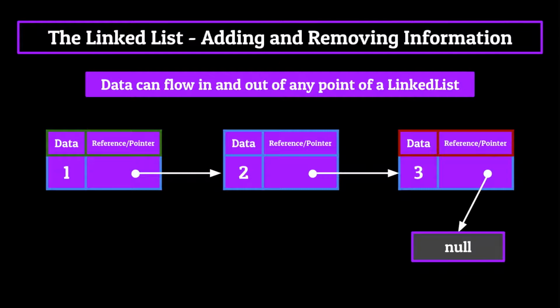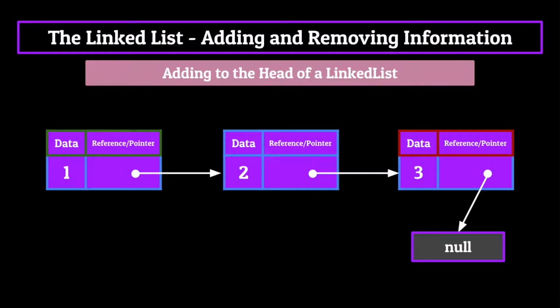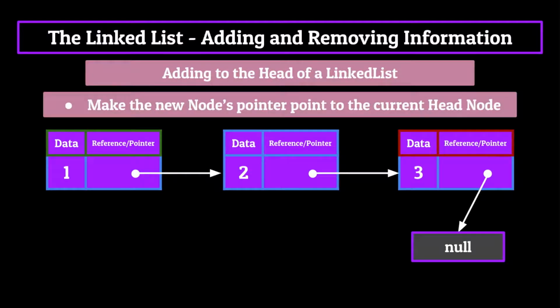Now, to make a new node at the head of the linked list, literally all we have to do is make that node's pointer point to whatever the current head node of the linked list is. By doing this, we simply take away the title of head node from the current head and bestow it upon this new node that we're adding. It looks a little something like this.